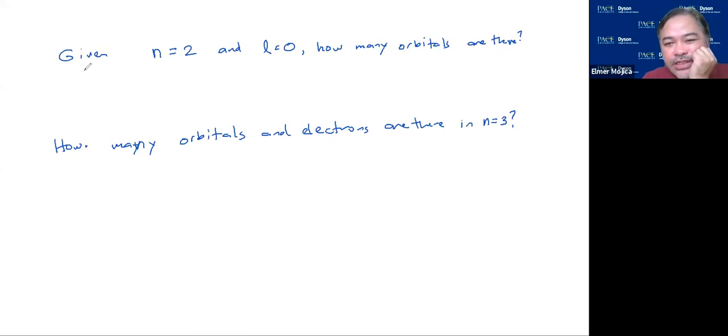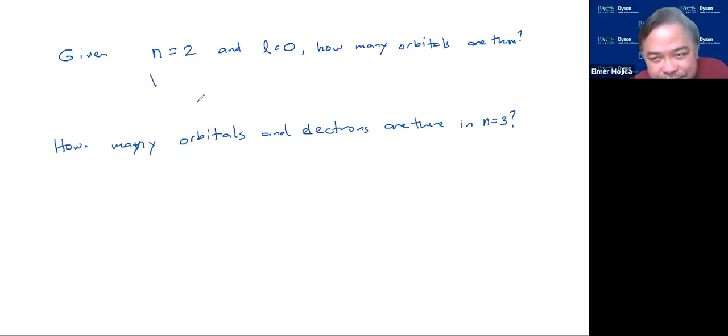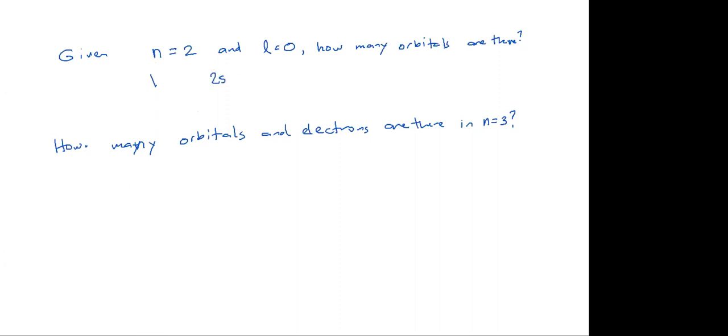How many orbitals are there if you have n equals 2 and L equals 0? 1, the 2s. You only have 1. And if you are asked for the designation, it's 2s.